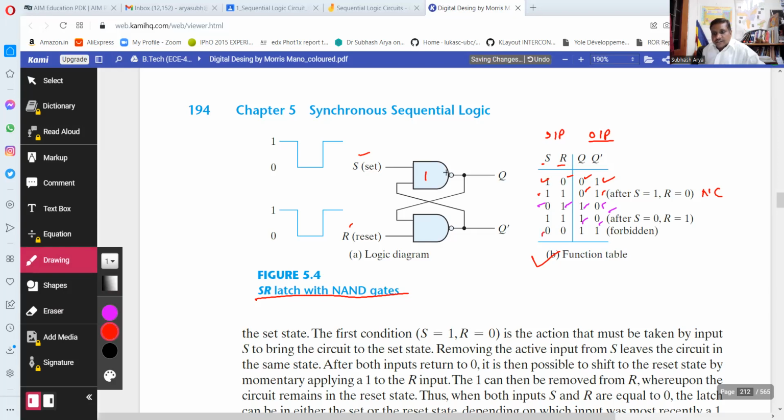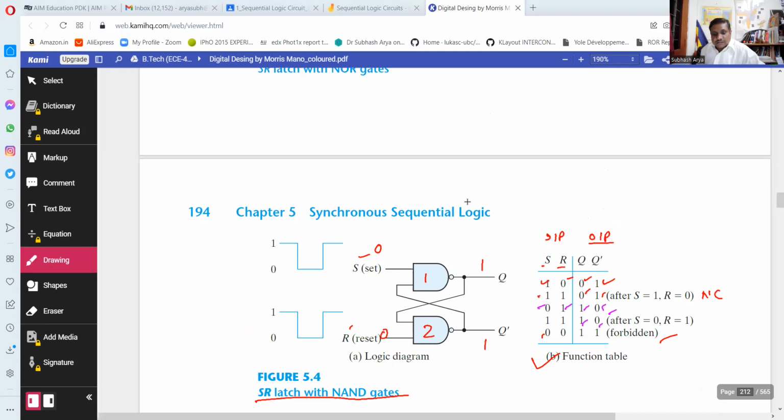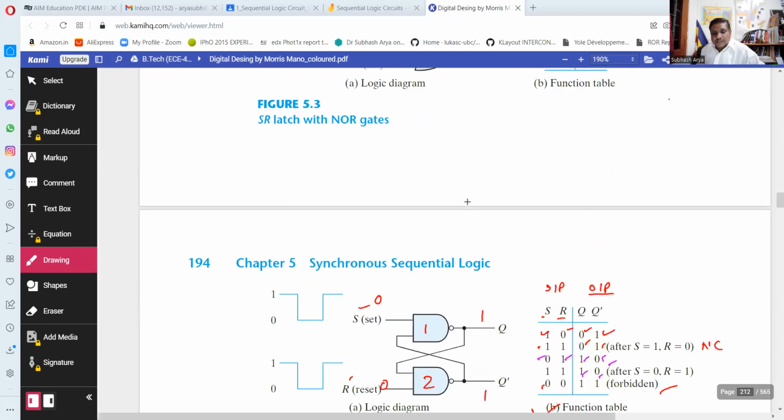Now, the last case is 0 0. As I told you before, 0 0, any 0 makes output 1. So both Q and Q bar want to make 1. This is not possible. That is why it is a forbidden state. If Q is equal to 1, how can Q bar be equal to 1? It has to be 0, because both are complementary. If it is 1, this will be 0 or vice versa. So this was all about this SR-Latch with the help of NAND-Gate.